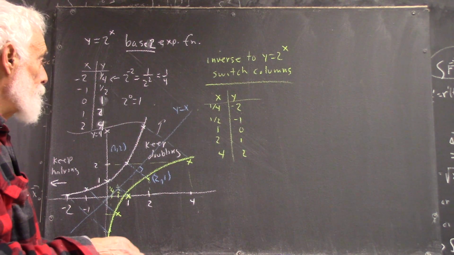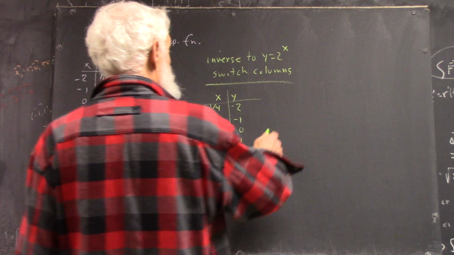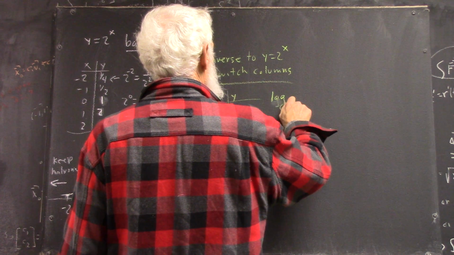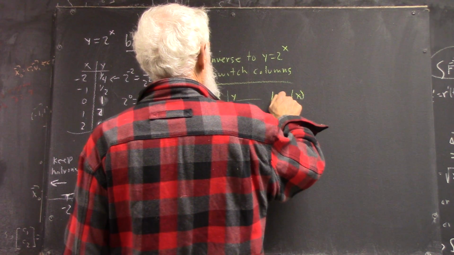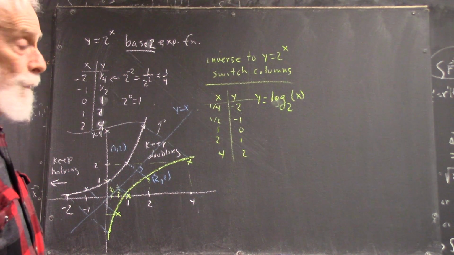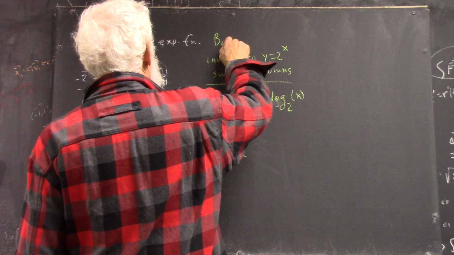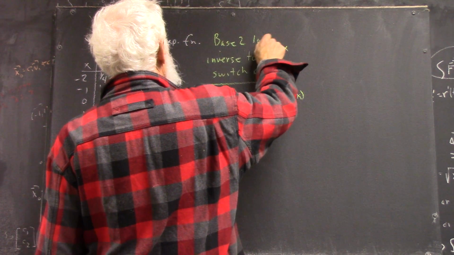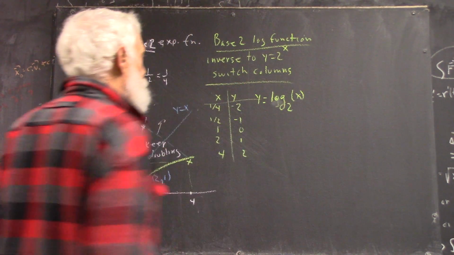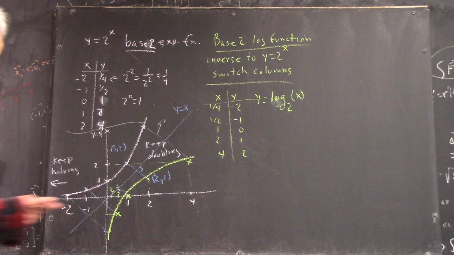So there's a picture. Now, why is this important? Because when we got this inverse function, this is log base 2 of x. Okay? So there's your base 2 log function. Okay? So that's what the log function is.